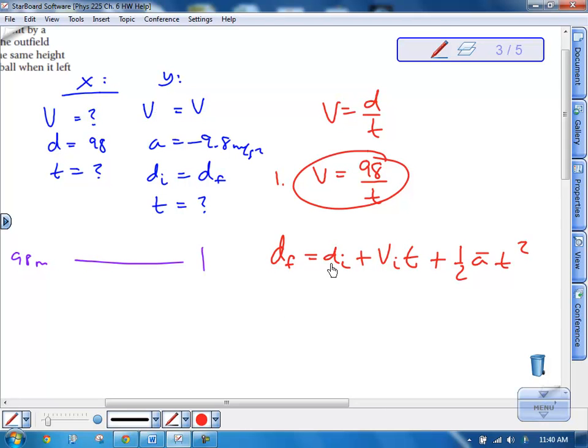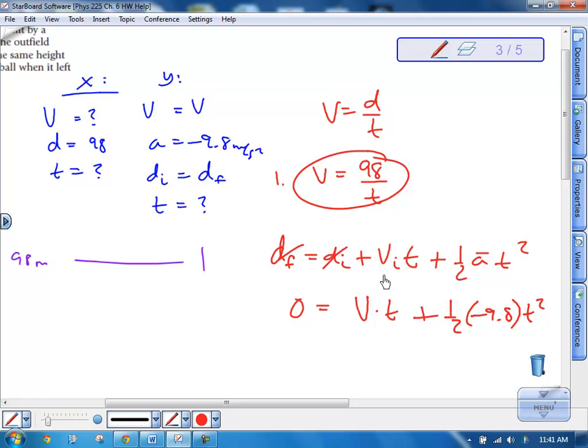We have distance final equals distance initial plus initial velocity times time plus 1/2 the average acceleration times time squared. So that would be, these are equal. That gives you 0. Initial velocity in the y I'm just going to call v because all these velocities are the same. So I'm going to call them all just v now. Right? Horizontal and vertical are the same because it's an isosceles triangle.